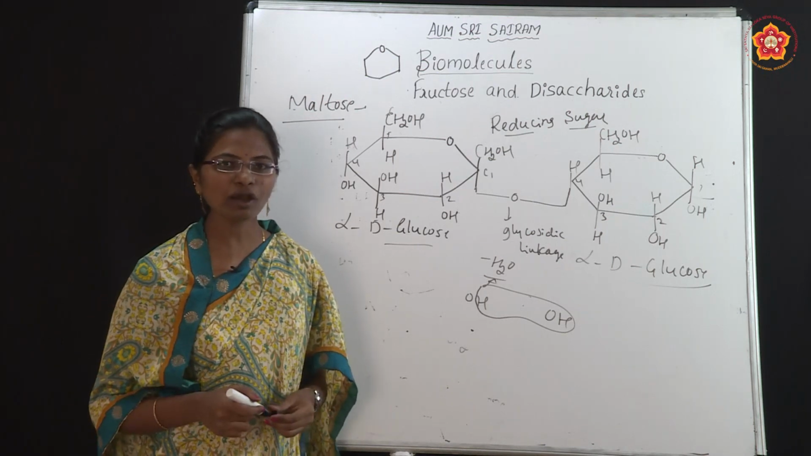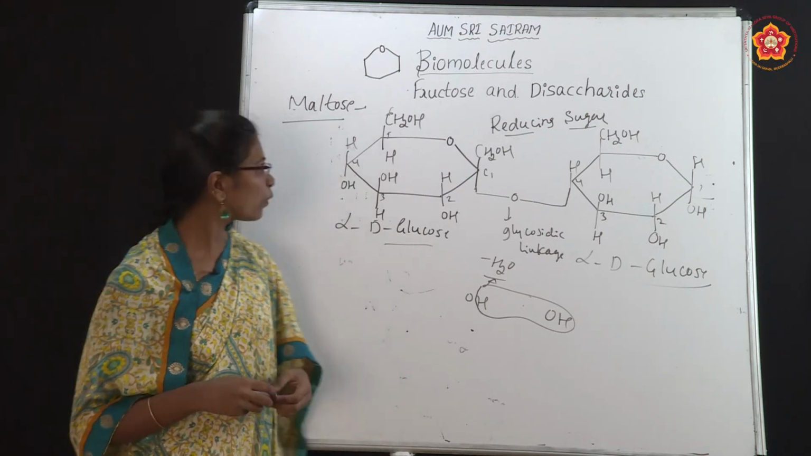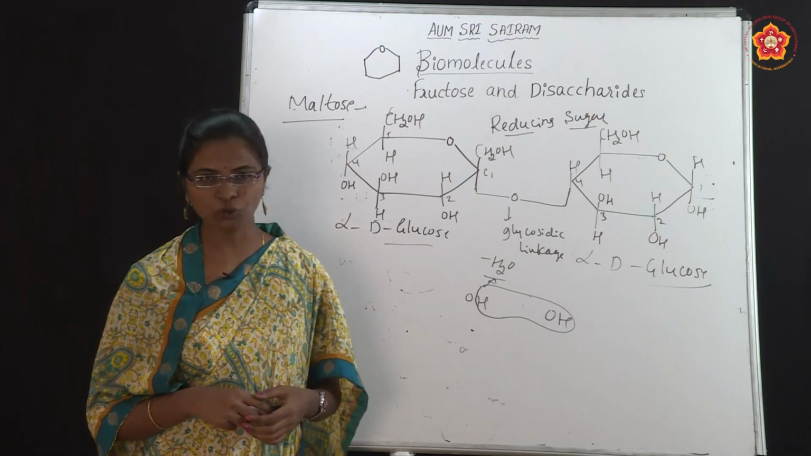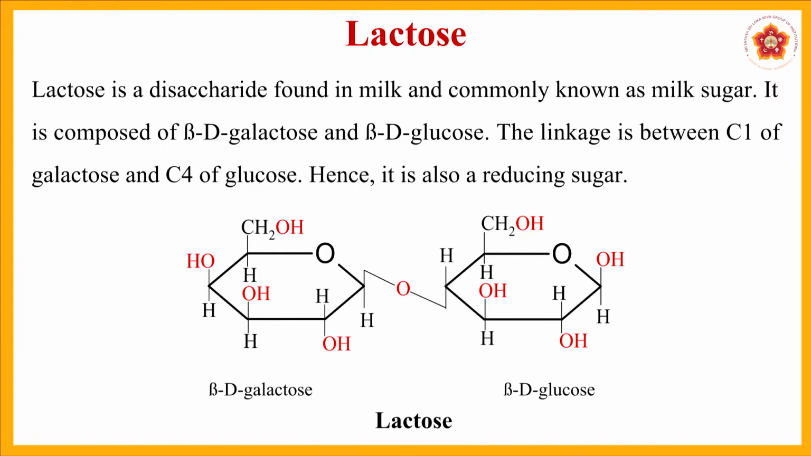Now we will discuss the structure of lactose. Lactose is a disaccharide found in milk and commonly known as milk sugar. It is composed of beta D galactose and beta D glucose. The linkage is between C1 of the galactose and C4 of glucose, that is beta D glucose. Hence, it is also called a reducing sugar. So it is a combination of beta D galactose and beta D glucose.